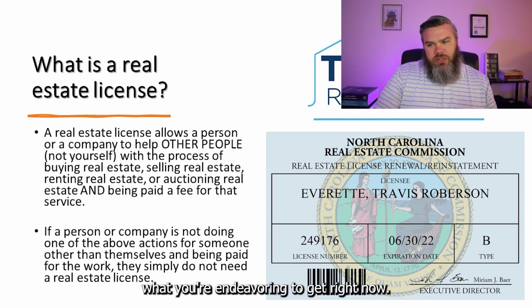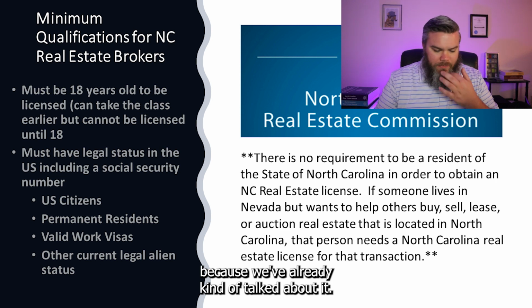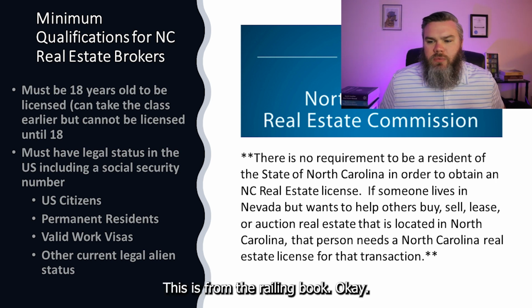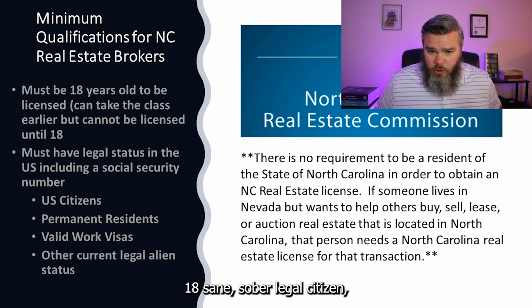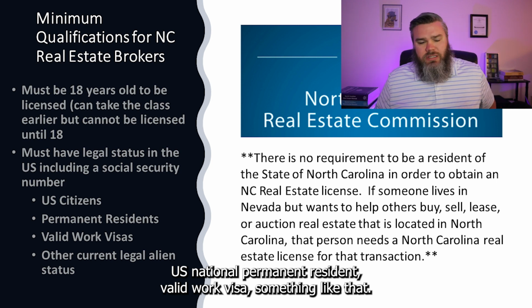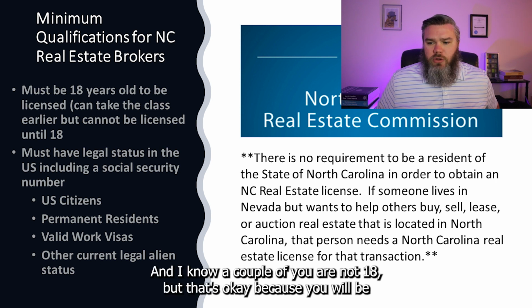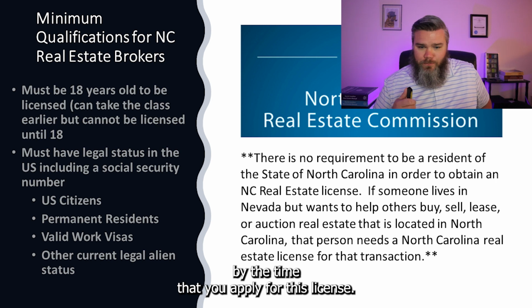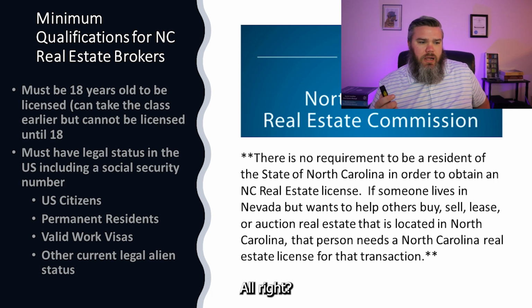So the license is what you're endeavoring to get right now. Now this next slide, not super consequential because we've already kind of talked about it. This is from the Relink book, okay? Minimum criteria to be a licensee: 18, sane, sober, legal citizen, U.S. national, permanent resident, valid work visa, something like that. So make sure that you meet the criteria for the license. And I know a couple of you are not 18, but that's okay because you will be by the time that you apply for this license. And so let's take this a step further with this discussion, all right?